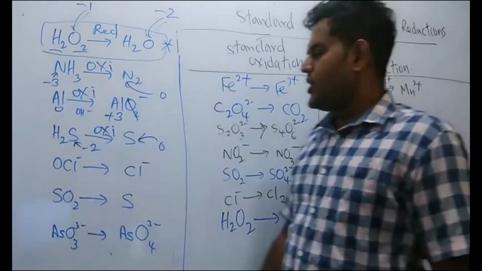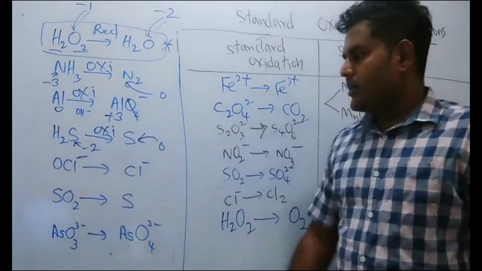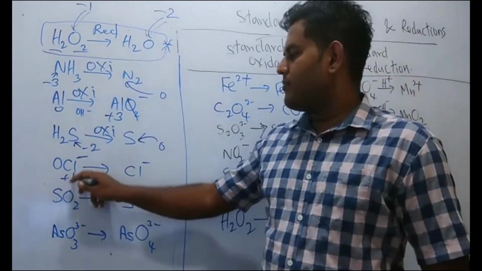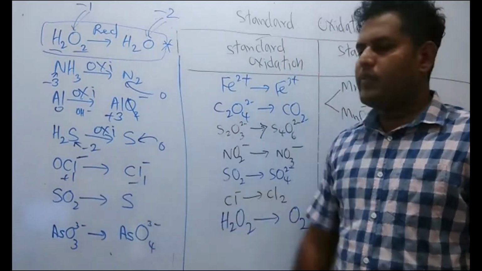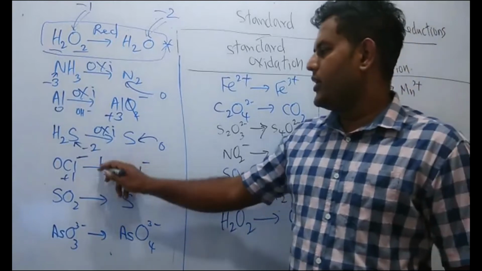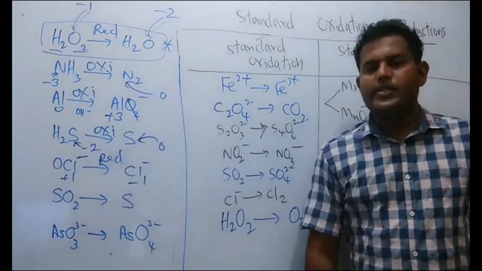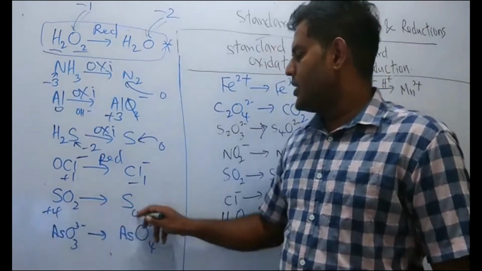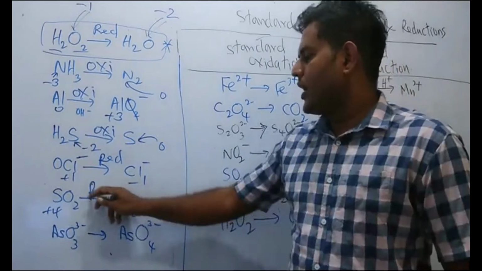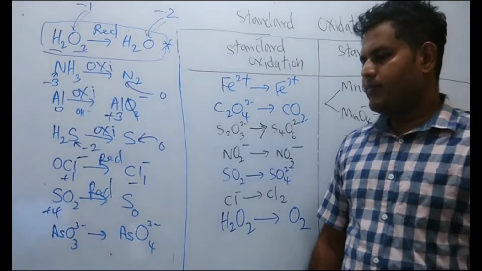Next one, OCl minus. The oxidation number of this chlorine is plus 1, not minus 1. The oxidation number of this chlorine is minus 1. Plus 1 to minus 1, it's a reduction. SO2 to sulfur. This sulfur is plus 4 here, and this sulfur is 0. Plus 4 to 0, it's a reduction.